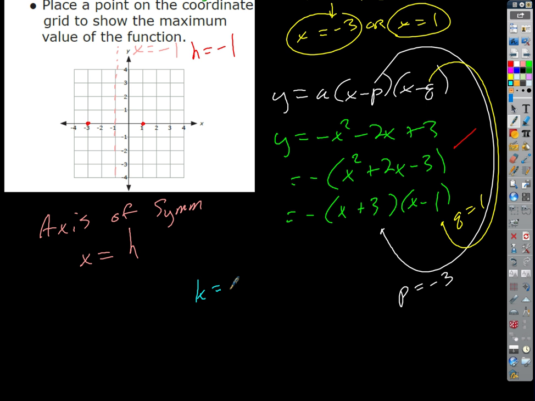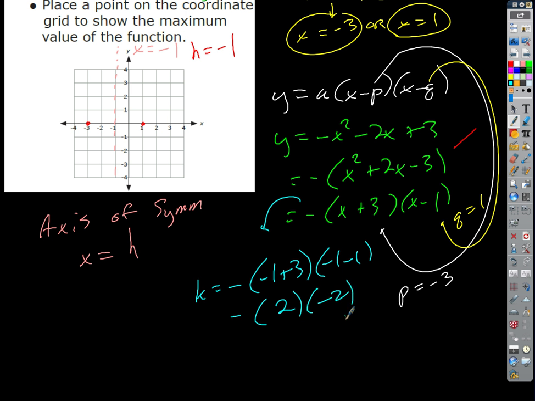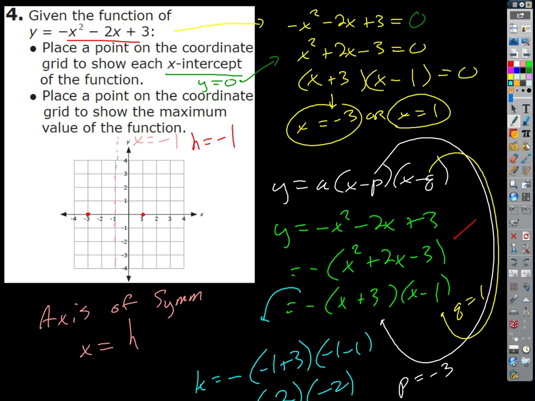So k equals negative, and I'm plugging in h, which is negative 1 plus 3 times negative 1 minus 1. So that's negative 2 times negative 2. What is that? Positive 4. Right, I get that by just plugging h into the function. I could have just done it right there too. If I plug negative 1 in, I'm going to get 4 either way. So if I know k equals 4, then there's my point.